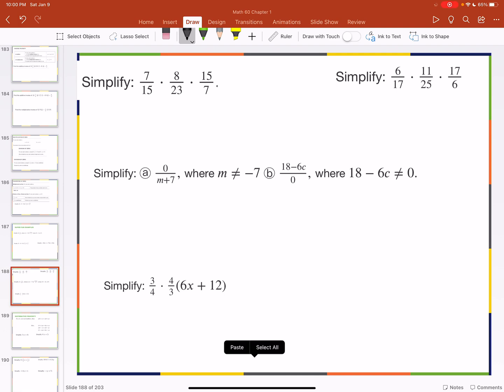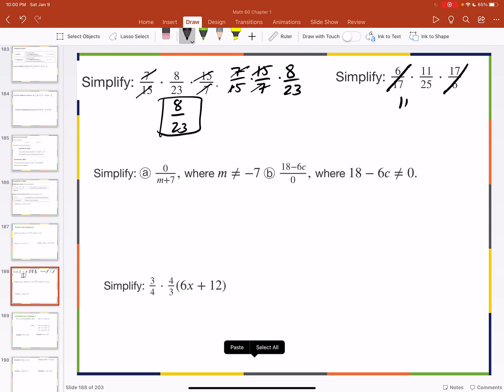Let's go ahead and do some more problems. In these problems, the reciprocals become 1. So then you just get 8 over 23. If you want to see it closer, you can move it around. So you could rewrite it this way, and this becomes 1. Okay, so same thing here. This number times its reciprocal is 1, so your answer is just 11 over 25.